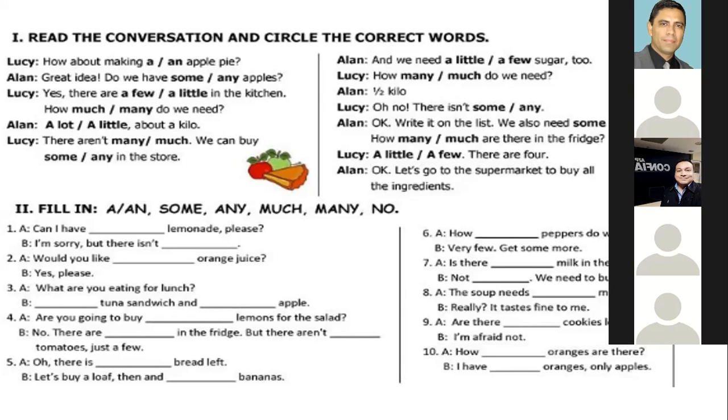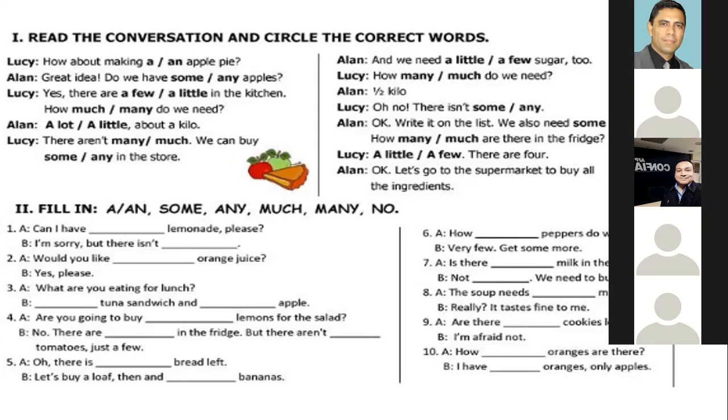Okay, very good. How about making an apple pie? Great idea. Do we have any apple? Yes. There are a few in the kitchen. How many do you need? A lot, about a kilo. There aren't many. We can buy some in the store. And we need a few sugar too. A little.